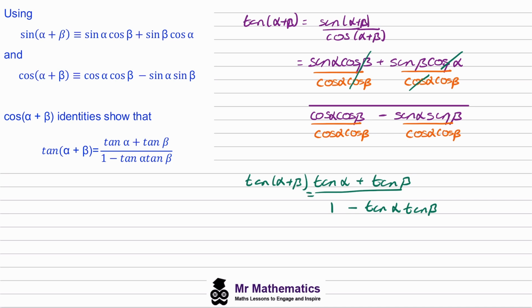To work out the tan of alpha minus beta, we change the numerator from a plus to a negative, and the denominator from a negative to a positive. Okay? So I hope you found that worthwhile. In the next video, we'll be looking at how we can use these addition formulae to simplify various trigonometric expressions.